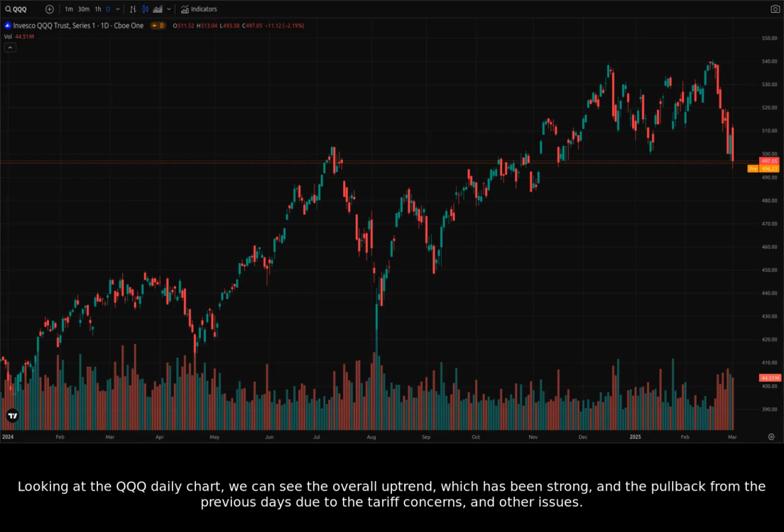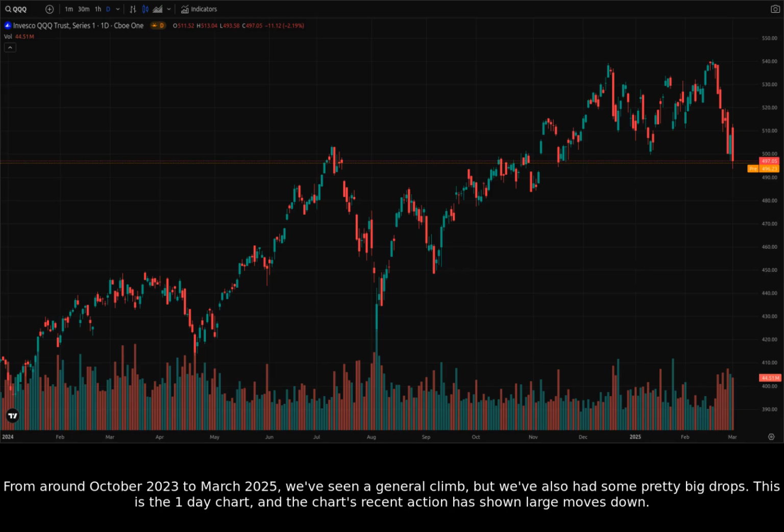Looking at the QQQ daily chart, we can see the overall uptrend, which has been strong, and the pullback from the previous days due to the tariff concerns and other issues. From around October 2023 to March 2025, we've seen a general climb, but we've also had some pretty big drops. This is the one-day chart, and the chart's recent action has shown large moves down.